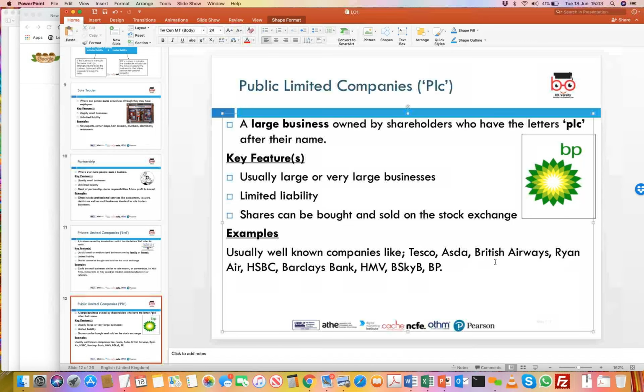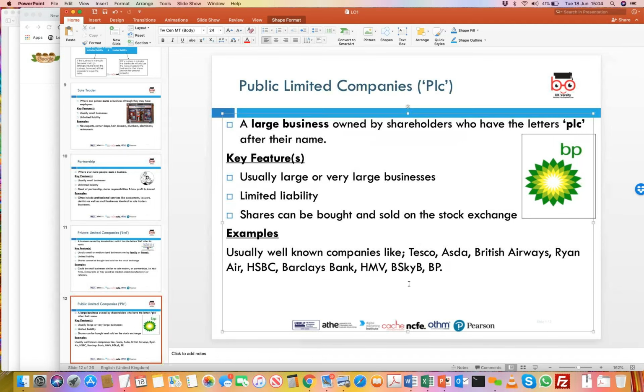Some of the big companies which are called PLCs are British Petroleum, Tesco, ASDA, British Airways, Samsung, LG, HSBC Bank. These are all companies which have shareholdings by members of the public. That means the company directors own some shares, but most of the shares are owned by members of the public, and they are also listed on the stock exchange. That means you can buy and sell their shares in the stock market.